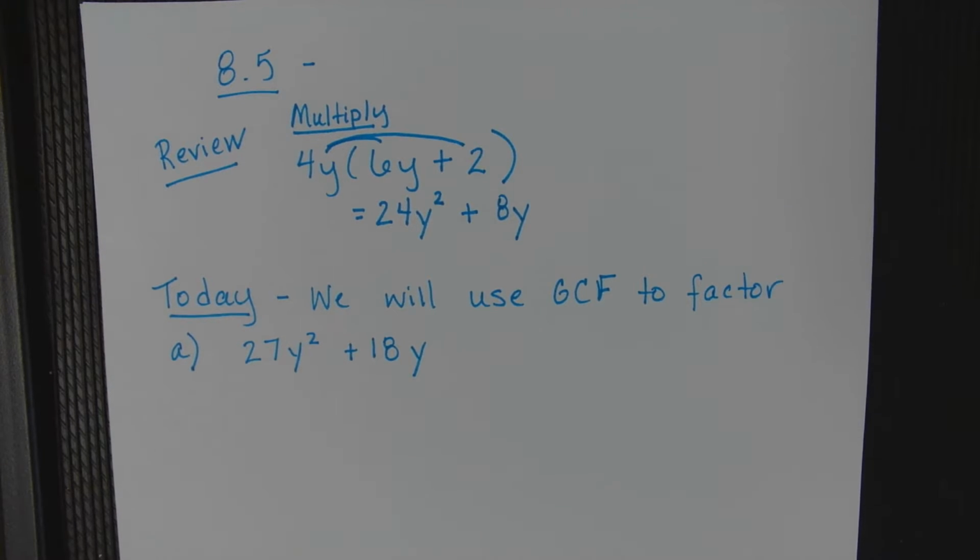Greatest common factor. Let's look at the numbers first. We have 27 and 18. What's the highest number that can go in both? 9. We'll do the variables in a second.